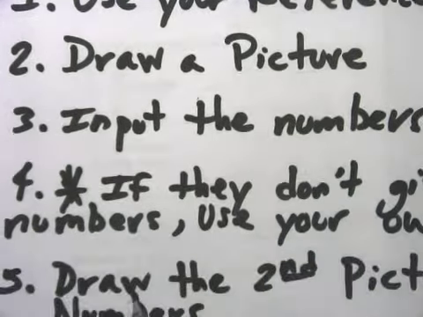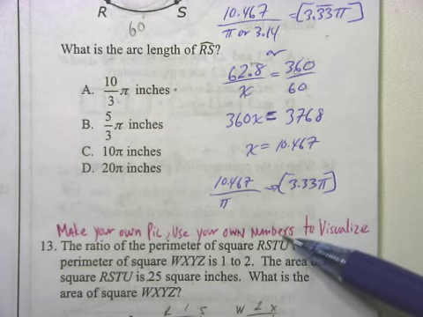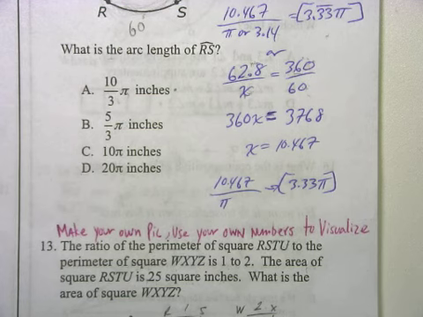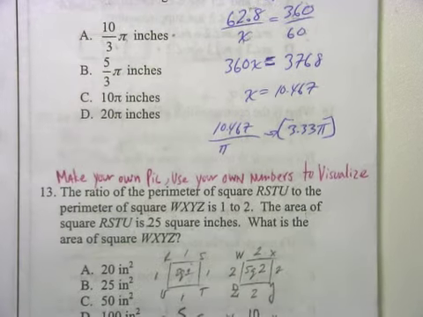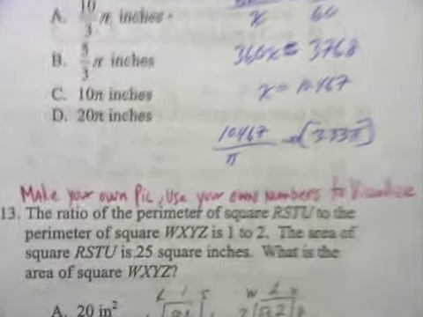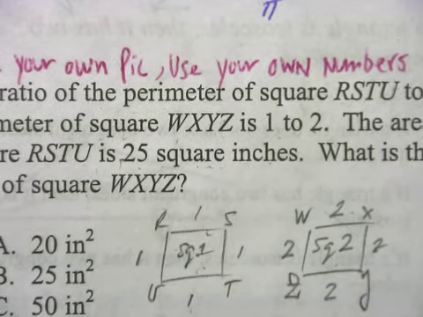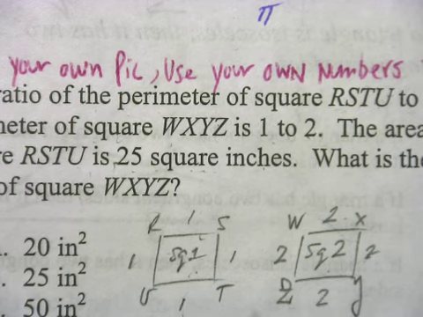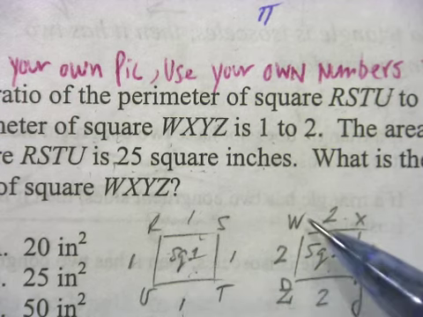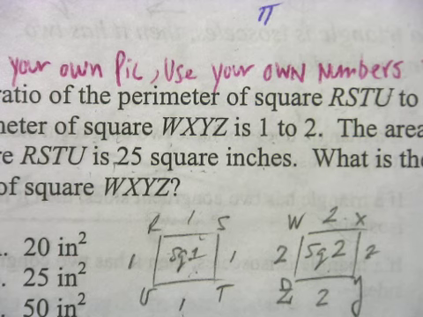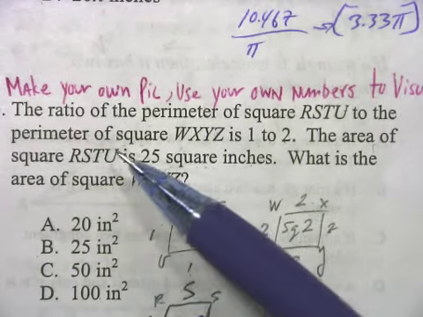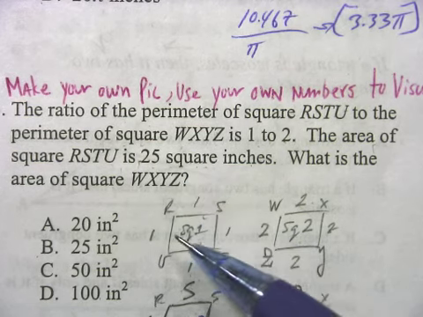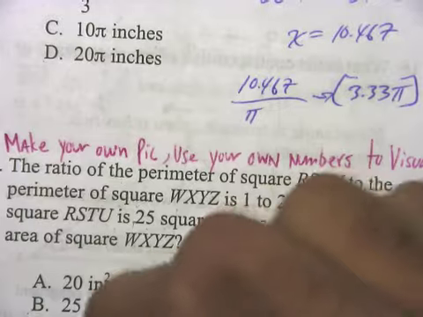They tell me that the ratio of the perimeter of square RSTU to WXYZ is 1 to 2. Notice here, they don't give me any squares, right? There are no squares. So what do I do? I draw my squares. I draw them. I got square number 1, and I got square number 2. And I know that the ratio is 1 to 2. So whatever these sides are 1, these are going to be twice as big, right? Then they tell me that the area of my first square, which is RSTU, is 25 square inches.